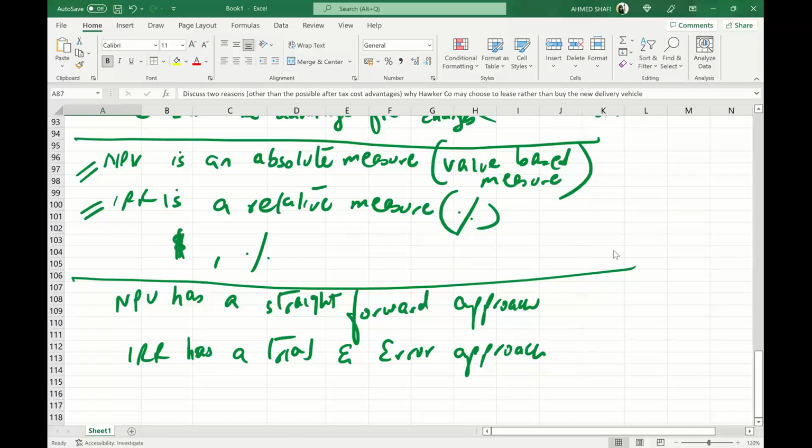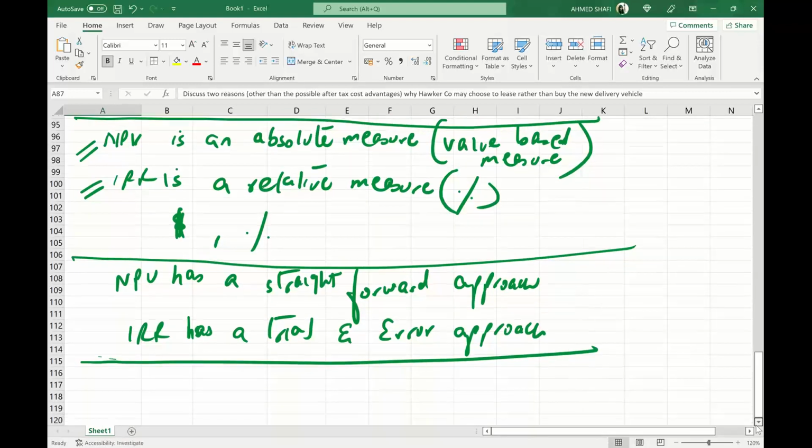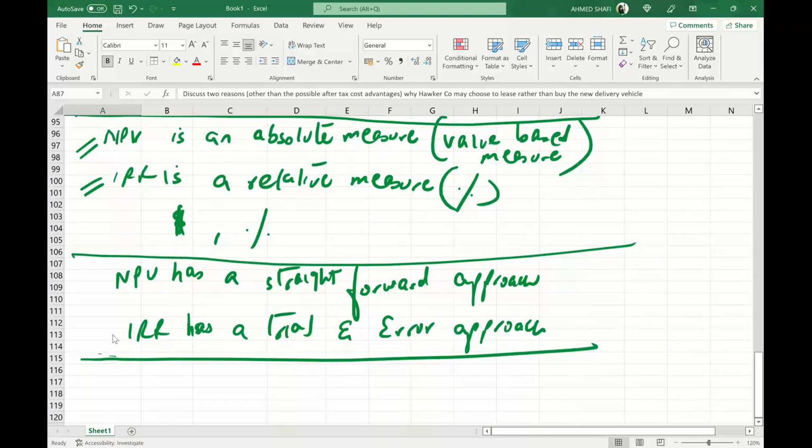NPV has a proper approach. Record all inflows, record all outflows, a proper approach. IRR is a trial and error approach. You see what you're doing in IRR. First NPV at 10%, then randomly increase the discount factor to 15% to get the second NPV, or reduce it by 3% to get the positive NPV. It has a trial and error approach. It has no formal approach, whereas NPV has a straightforward and formal approach. So this is also an advantage of NPV over IRR, that it has a straightforward fixed approach. IRR has a trial and error approach. Some people increase by 5% to get the other NPV, others increase by 6%, no formal method.